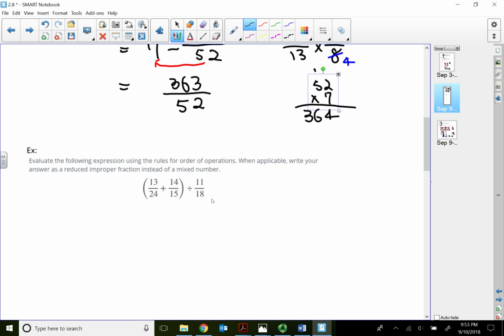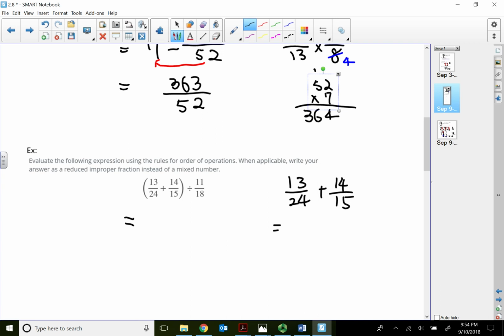Now this one, they already put the addition in the parentheses for me. So I know I've got to do what's inside the parentheses first, then I will divide. Let's do this on the side and see what's coming out of the parentheses. Since there are only 2 terms in there, I will just go ahead and add them: 13 over 24 plus 14 over 15.